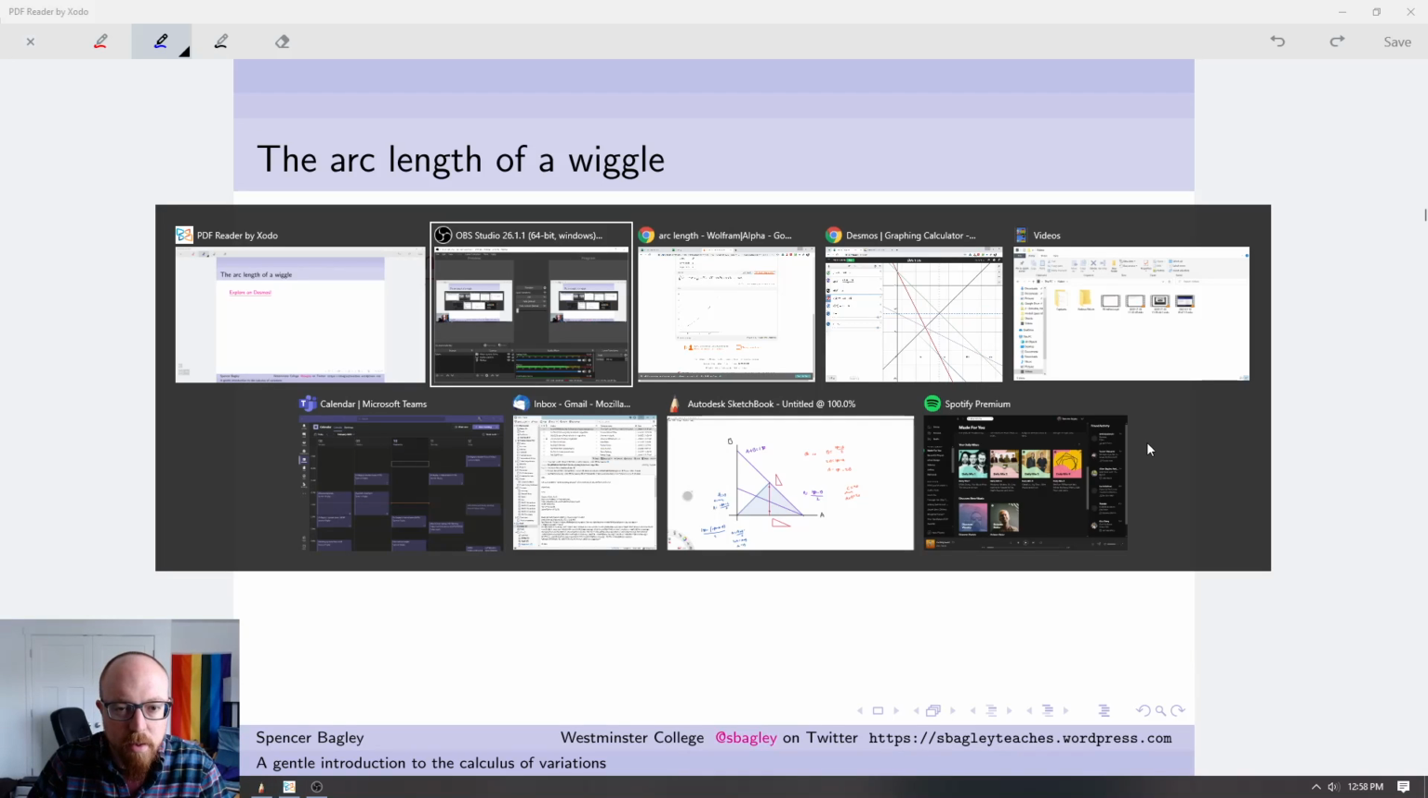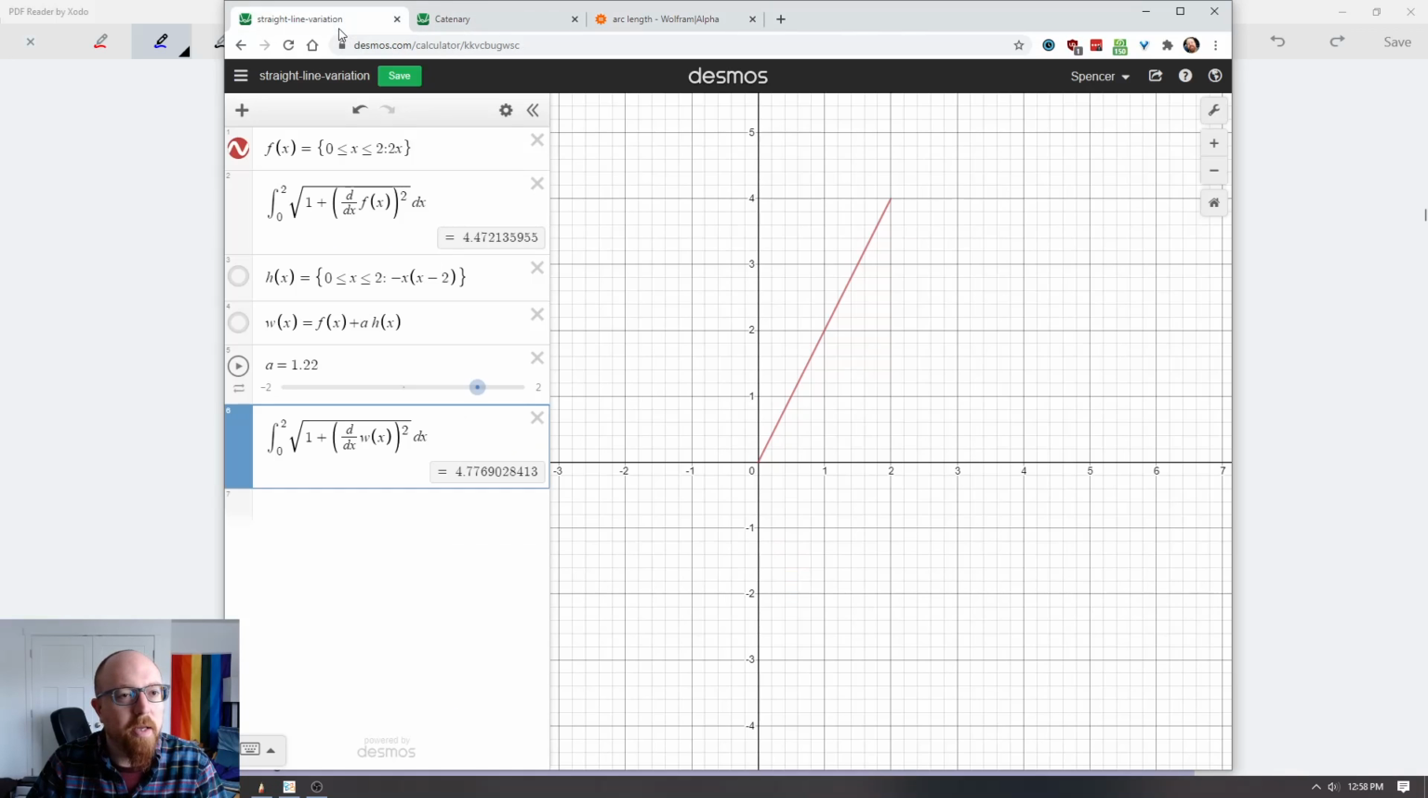I've got a Desmos pulled up here on one of my various pages. So here I have the straight line that connects the points (0, 0) and (2, 4). And I've asked Desmos to calculate the arc length. It's this, which is indeed the square root of 20, as we would expect. I also have here a variation. So you can see that this satisfies the criteria that we have. It's 0 at the endpoints, and it isn't too wild.